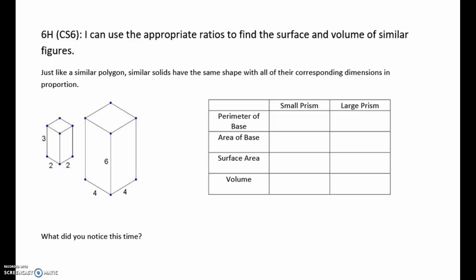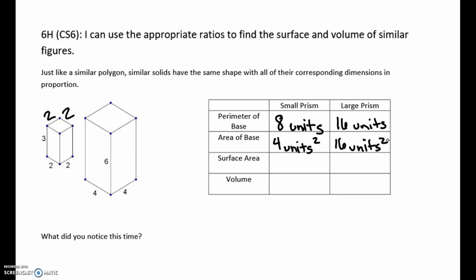So let's take a minute and start with the perimeter of the base. Well, if you look here, the base of this figure is a square. It's a 2 by 2, and 2 times 4 would get me a perimeter of 8 units. Whereas here, my perimeter is 4 plus 4 plus 4 plus 4, or 16 units. All right, now let's look at the area of the base. The area of the base is length times width, or 2 times 2, which is 4 units squared. Whereas the area of my large prism is 4 times 4, which is 16 units squared.